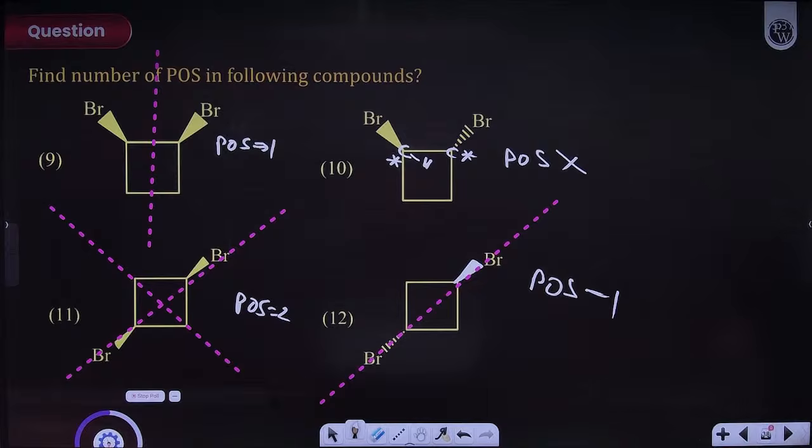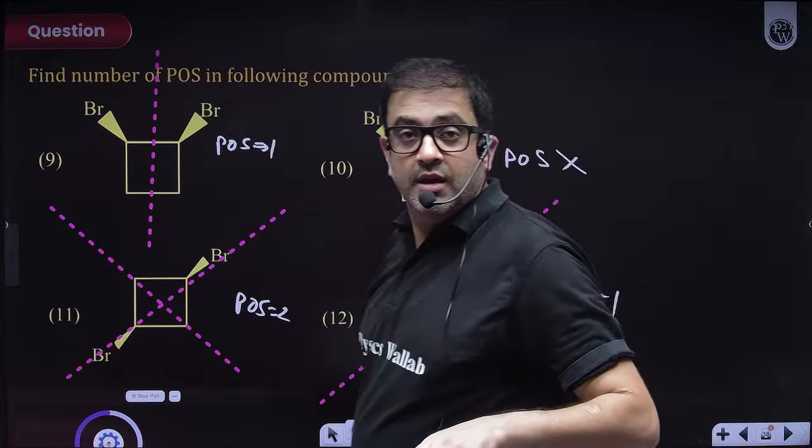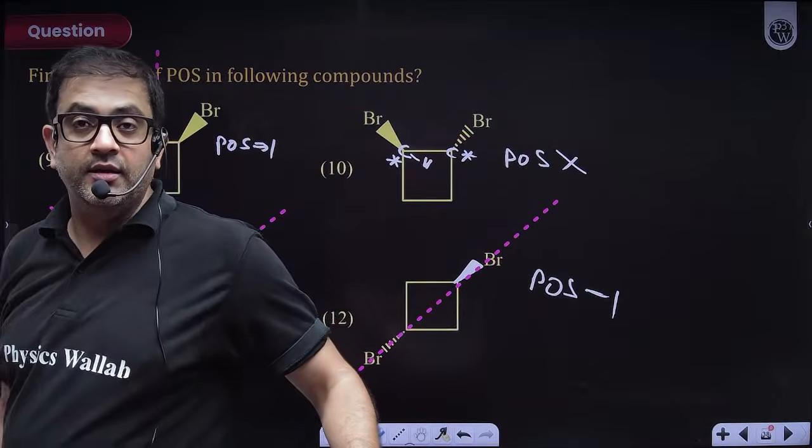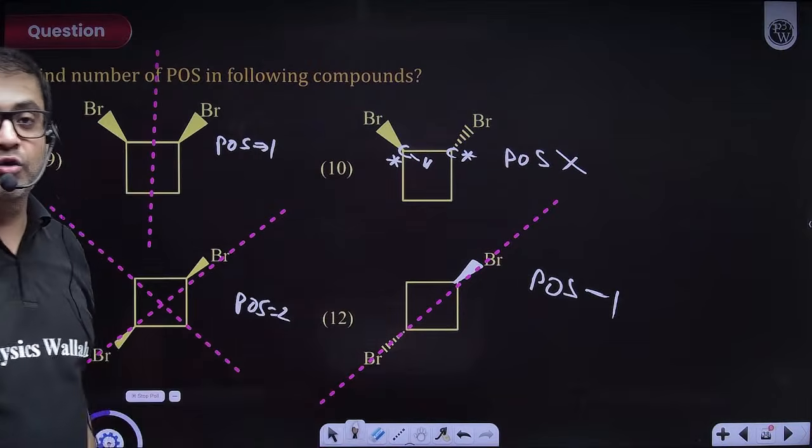Which is having center of symmetry? Sayyid, Ali, C. Krupa is saying C.